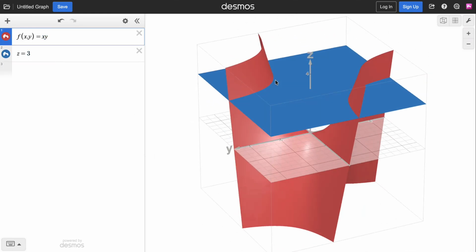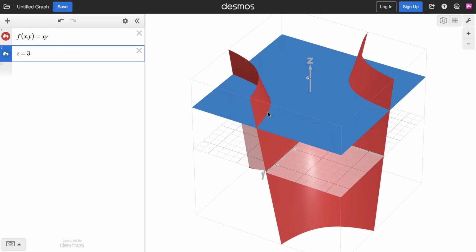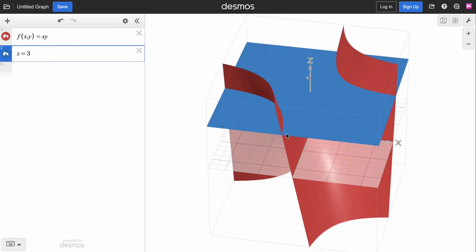So it would be these intersection points right over here. It would be like taking a slice out of our function. We set our function to be a constant height. We essentially take a slice out of our function with this plane.